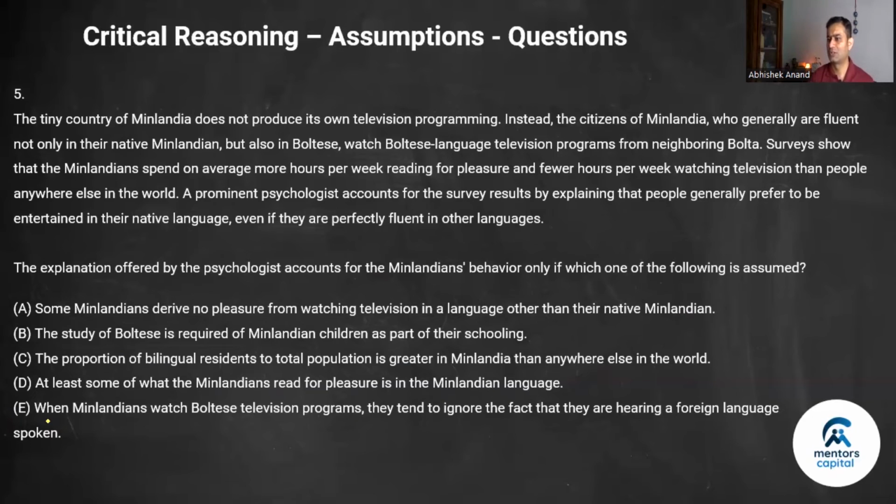All right. The explanation offered by psychologists accounts for the Mainlandians' behavior only if which of the following is assumed. So first of all, there are two things. Psychologists would have said something and Mainlandians have done something. So what they've done should be explained by this behavior if we assume something. It's similar to that nuclear plant and X-ray question.